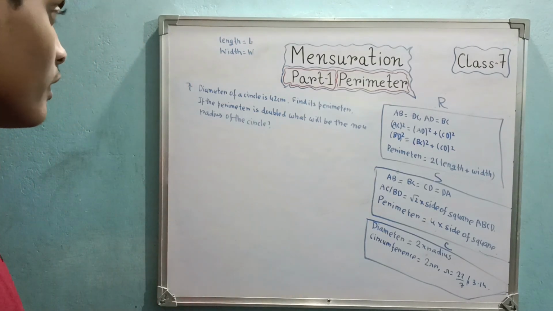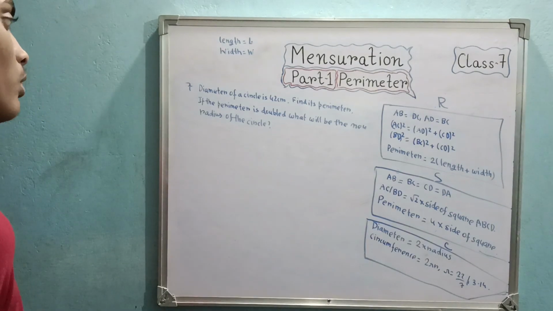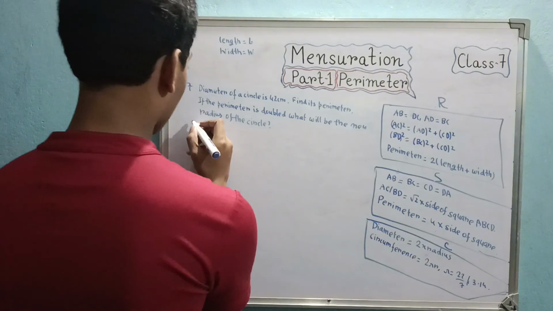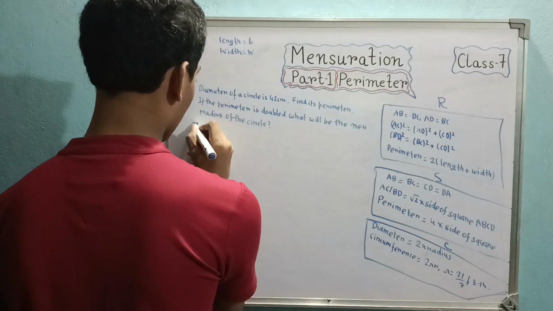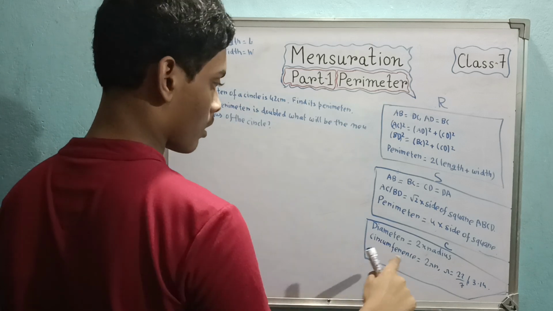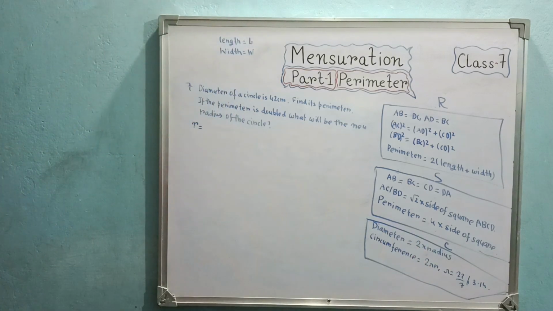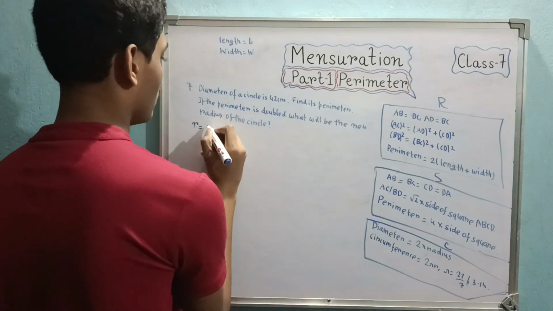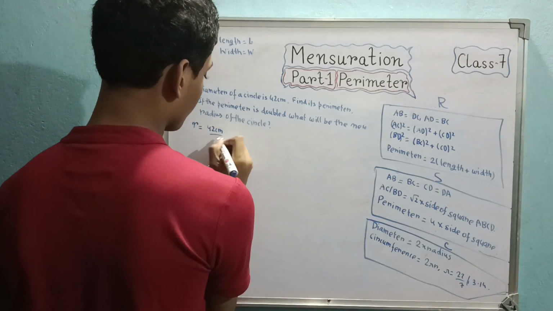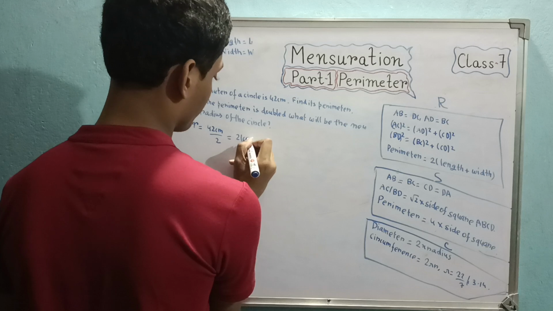So diameter is 42 centimeter. Find its perimeter. So first of all, take out the radius. Radius r is diameter by 2. I'm writing directly. Radius will be diameter by 2, 42 centimeter by 2 equal to 21 centimeter.